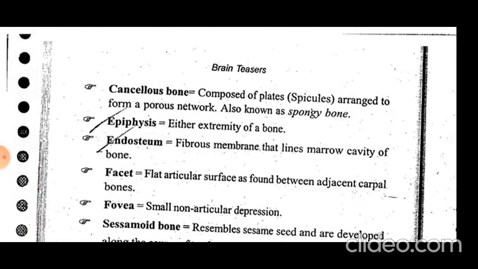Cancellous bone. Cancellous bone is composed of plates or spicules arranged to form a porous network, also known as spongy bone. The other name of spongy bone means the bones having spicules inside, and this is called cancellous bone technically.